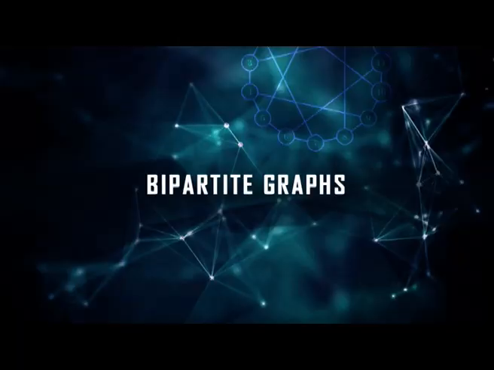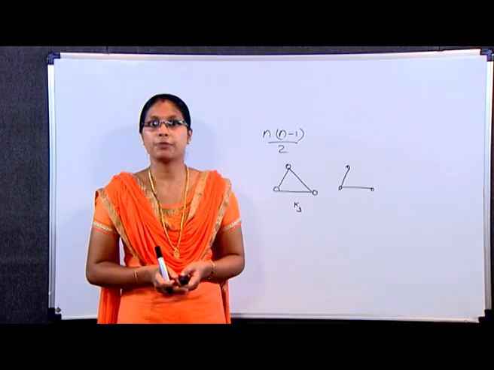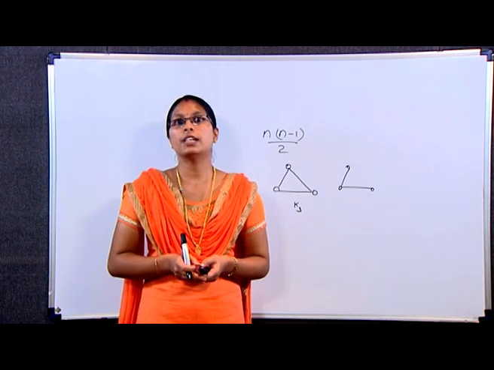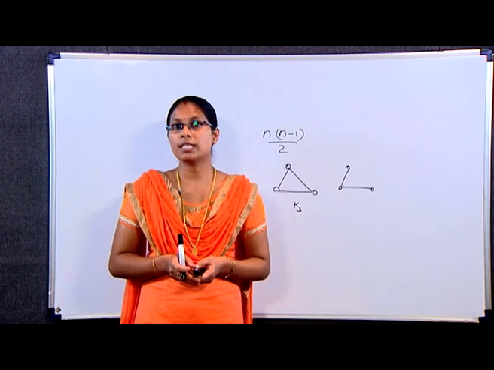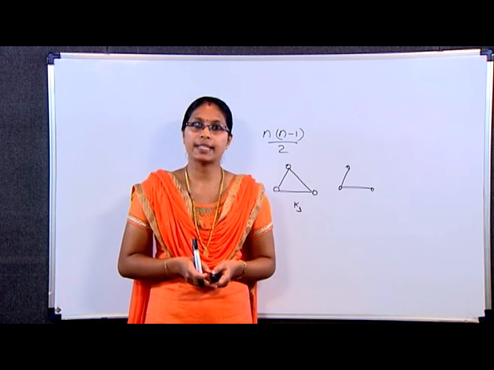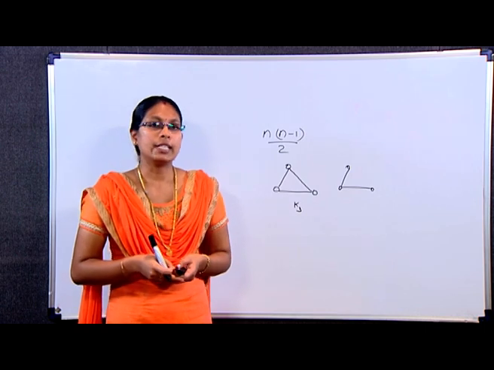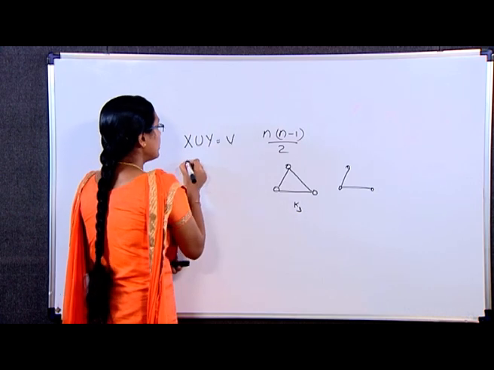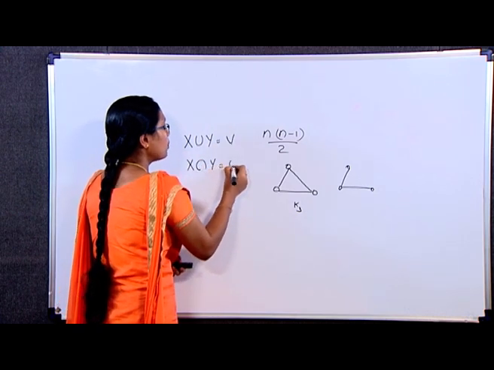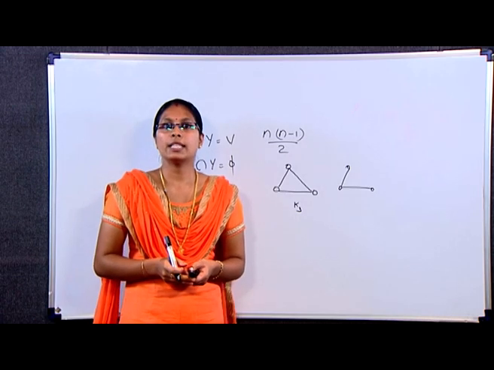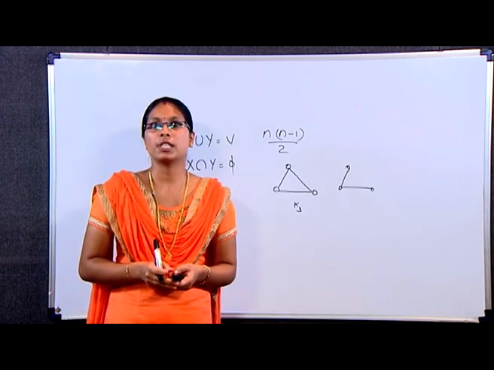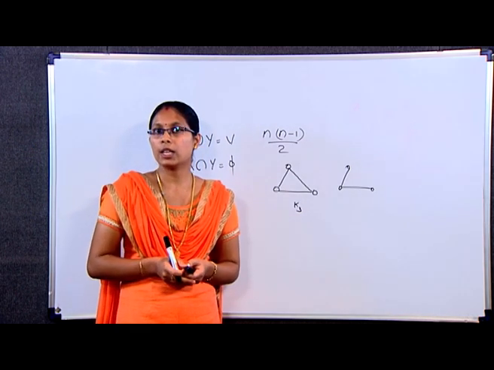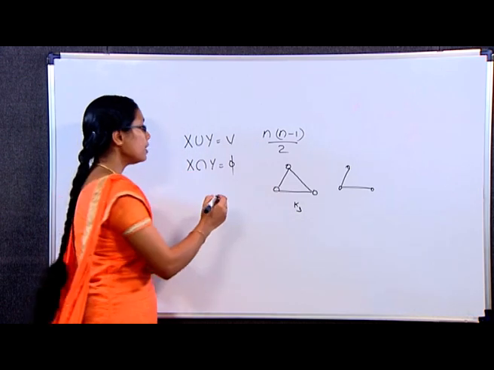Next, we discuss bipartite graphs. Definition: let G be a graph. It is said to be a bipartite graph if the vertex set V of G can be partitioned into two non-empty subsets X and Y, that is, X union Y equal to V and X intersection Y equal to empty, in such a way that each edge of G has one end in X and one end in Y. The partition V equal to X union Y is called a bipartition.